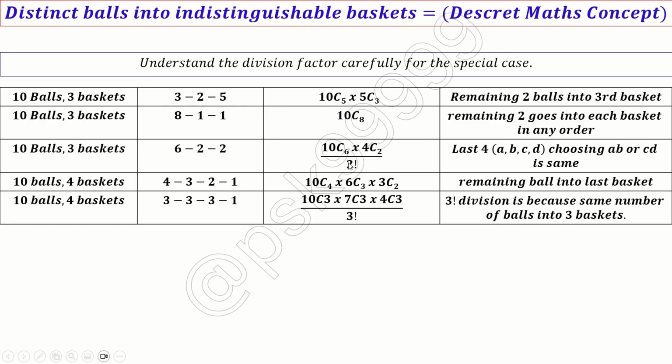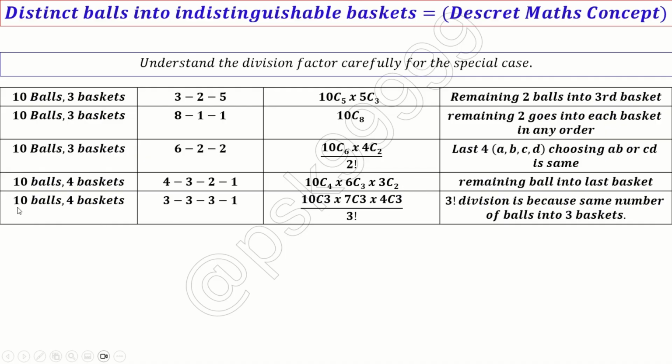Okay. This division is very, very important. If you are missing this, you will get a completely different number. Now 10 balls, 4 baskets, all 4 are different. Then it is very simple. 10C4. Out of 6, 6C3. Out of 3, 3C2, 1C1.